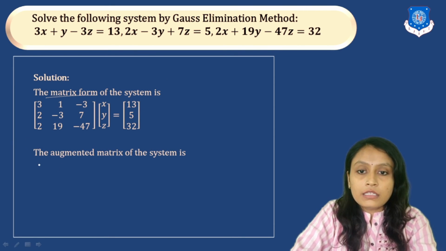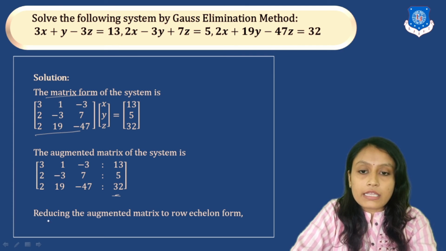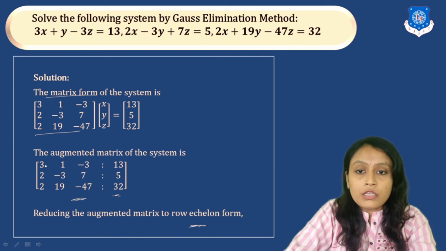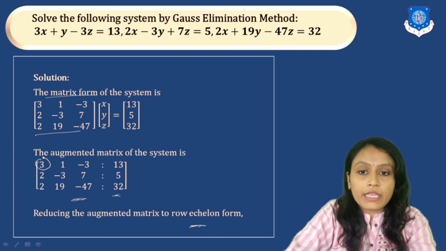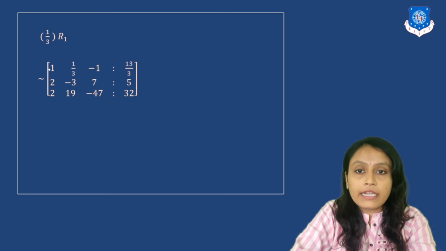Next we will write the augmented matrix form, that is A|B, so this matrix A to this matrix B. Now the next step is to reduce this augmented matrix to row echelon form. Here we have to make 1, so we'll divide by 3, so 1/3 R1. You will get 1/3, -1, 13/3, and the second and third rows will remain as they are.